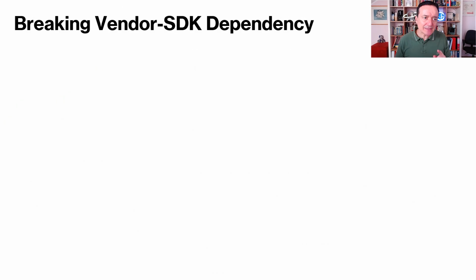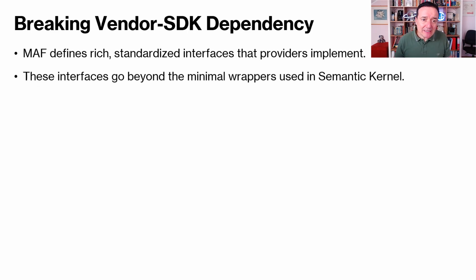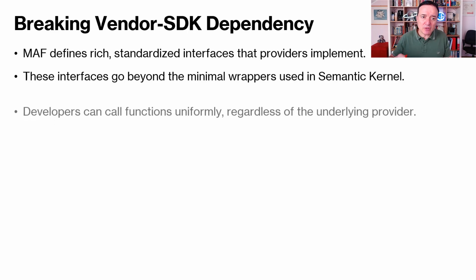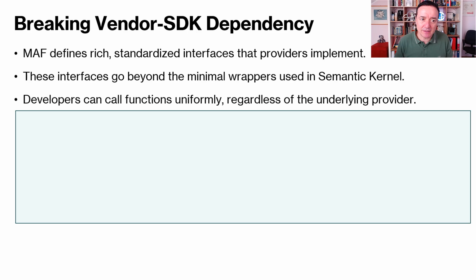But there is another dependency that MAF breaks, and it's the dependency on vendor SDKs. As mentioned, the extensions implement an interface required by MAF, which is much more complete than the set of methods in semantic kernel wrappers. This allows developers or frameworks not only to invoke functions in a uniform and provider-independent way, as we said, but also to use a much richer set of functions through MAF's generic SDK. Let's look at a practical example that I've prepared to better explain this concept.